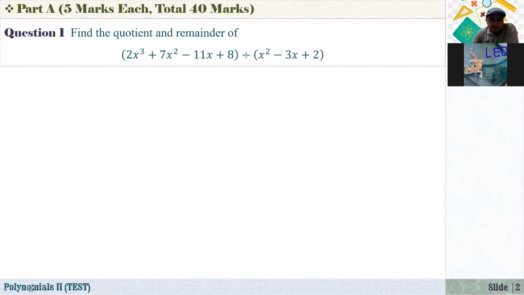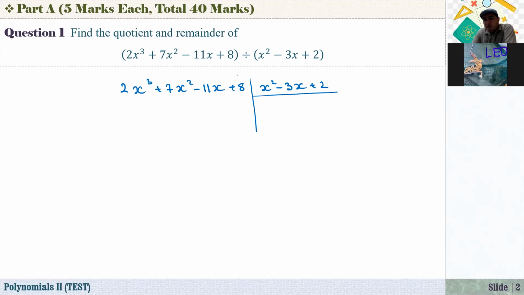To do this one, we're going to divide 2x cubed plus 7x squared minus 11x plus 8. Some people write this in a different way, but I'm going to write it this way. Here we have the dividend. Our divisor is x squared minus 3x plus 2. We're going to carry out this division, starting from the term which has the highest power. Of course, before you do this, you need to write these polynomials in standard form. Standard form means in descending order of their powers, the degree of x.